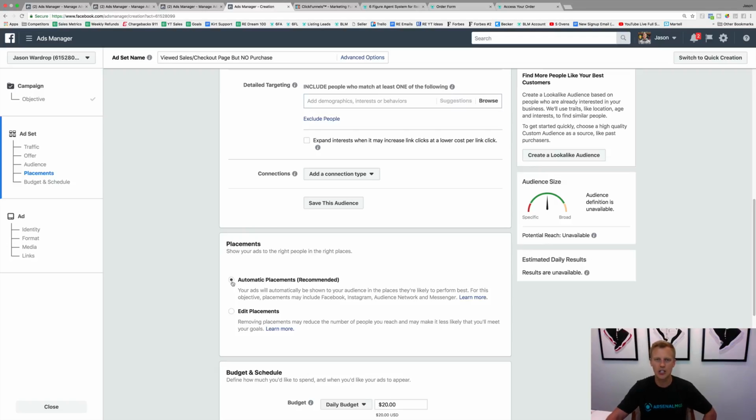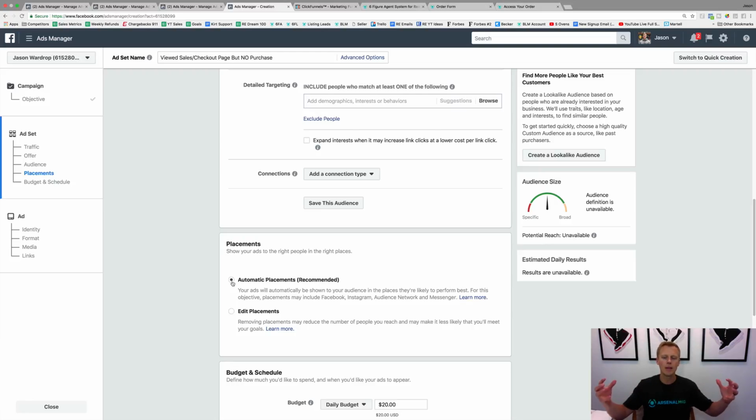So now what we're going to come down here and do is, since it's just $1 a day and it's maybe, let's say, only 20 to 30 people, a small audience, I like to do the automatic placements, which is recommended, because when you've got 30 people, they're not going to be on Facebook all the time, or on Instagram all the time, or on the newsfeed.